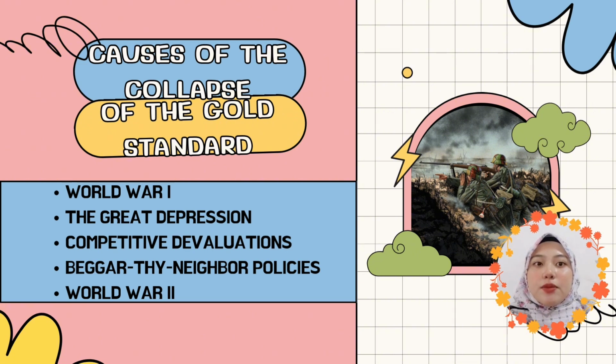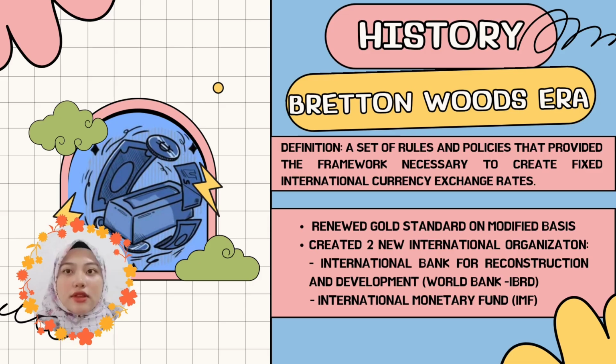In short, these combined events led to the collapse of the gold standard, and countries shifted to a more flexible monetary system where currencies were no longer tied to gold, allowing them to adjust to changing economic conditions.